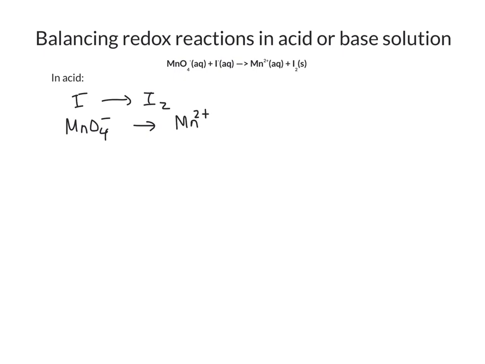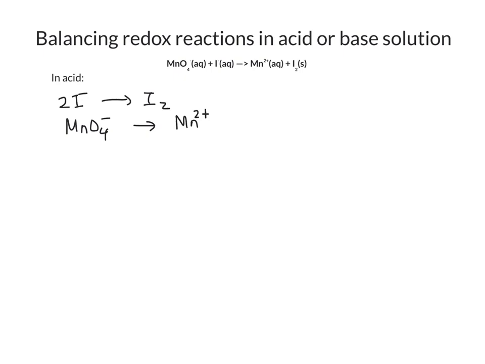Okay, the next step is to balance the element that is changing oxidation state. So for my oxidation half reaction, the iodide half reaction, I've got 2 iodines on the product side and only 1 on the reactant side, so I'm going to need to multiply that by 2. For my manganese, I have 1 on the reactant side and 1 on the product side, and so that manganese is already balanced. The next step is to balance the elements that are not oxidized or reduced.